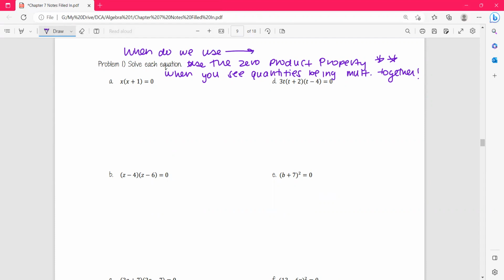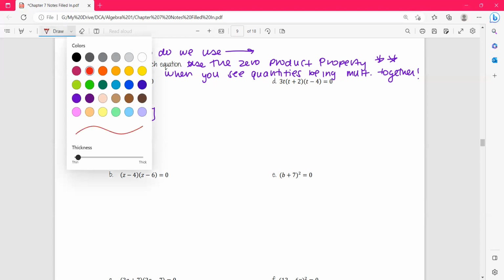So if I look at A, I see x times x plus 1. These two quantities are being multiplied together. So that means our factors are x and x plus 1. The 0 product property tells me that x could equal 0 and x plus 1 could equal 0. And that's what we do with the 0 product property. We take each of those factors, each of those quantities, and set them each equal to 0. And then I solve two mini equations. So this one's already solved for us. This one you know to solve, it's just subtract the 1, and I get negative 1.